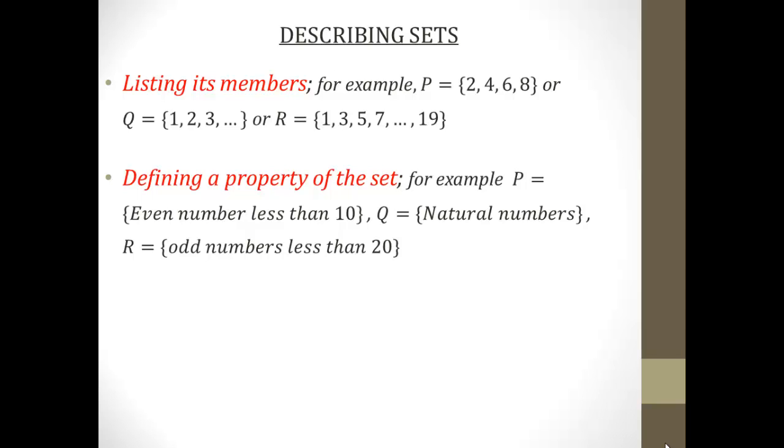Defining the property of the set is all about defining the set so that the individual involved will be able to list the members. With the first one, which is P, P is even numbers less than 10. When you move to listing its members, you know that P is {2, 4, 6, 8}. It is less than 10, and it's also even numbers because even numbers are divisible by 2. Okay, good. So our Q is natural numbers, and our R is odd numbers less than 20.